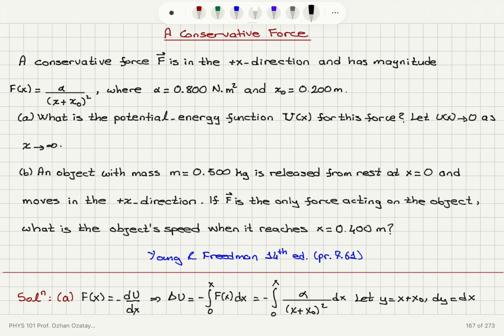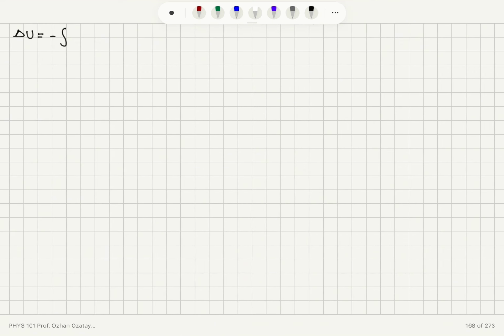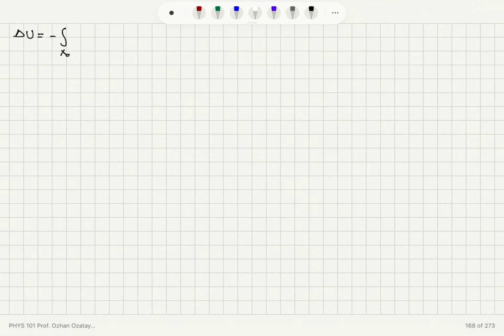Okay, now we can calculate the change in the potential energy, delta U, which is minus the integral. When x is equal to 0, y is equal to x0. So this integral is from x0. When x is equal to x, y is equal to x plus x0. So the upper limit is x plus x0. We have alpha divided by y squared dy. So this integral will give us minus alpha times the integral of y to the minus 2 dy.